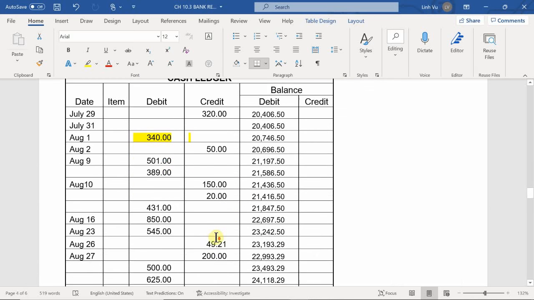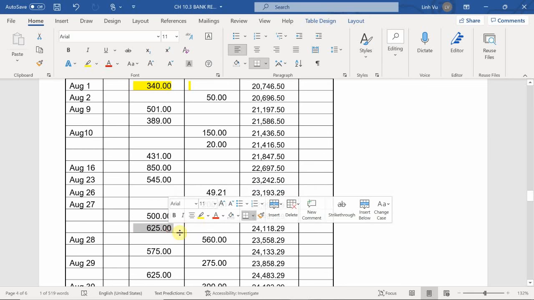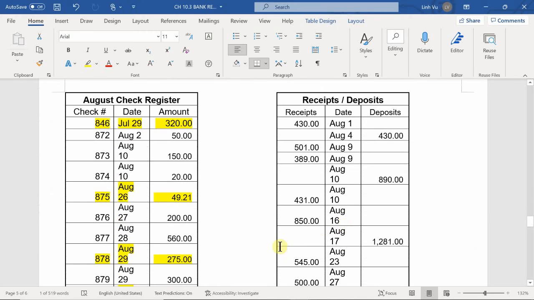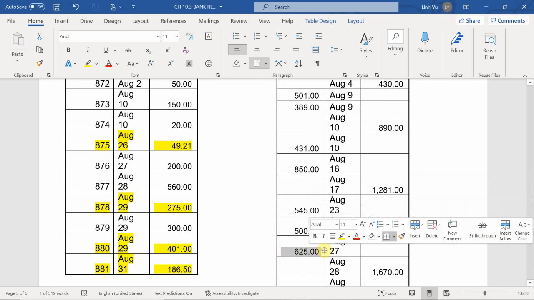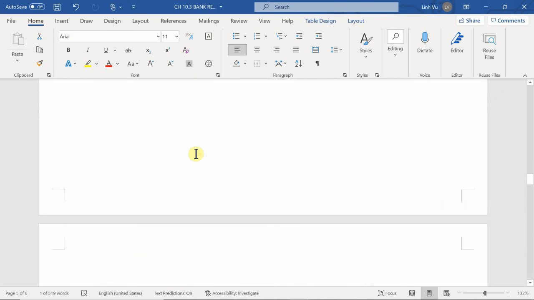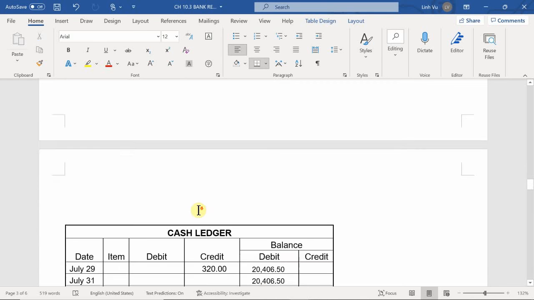So let's see, what else are we missing? Okay. I have another deposit for $500 and then $625. So let's take a look at that. So here is my deposits. There you go. The 545 plus my 500 plus my 625 gave me a grand total of 670. Did that clear? Yes, it did. Okay, so that means that is good there.